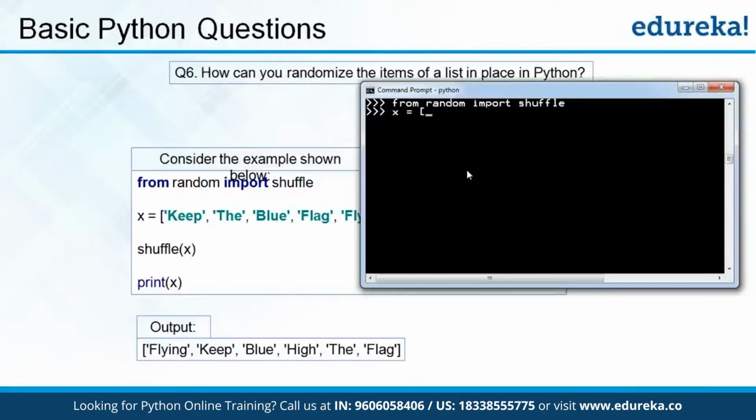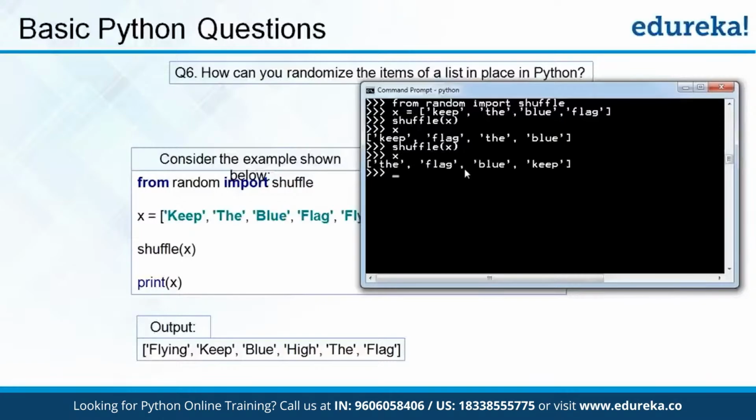So what we'll do is create a list. X is equal to a list of individual items, and you want to shuffle this in place. You want to shuffle the original item. You do shuffle of X. When you print X, you see that the items have been shuffled. You do it again, and again it has been shuffled. This is how you shuffle items in place.